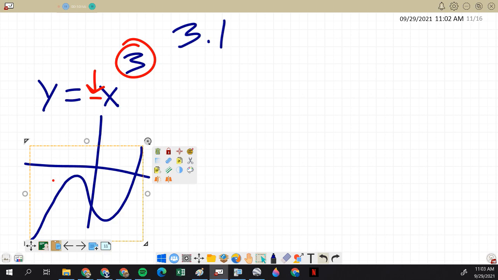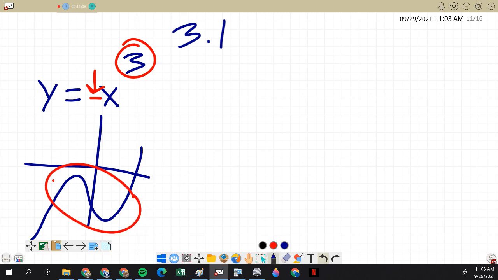Could it touch 0 times? No, why not? Yeah, we're doing the disco dance. It's got to hit the x-axis somewhere. Well, where does this set of wiggles come from? It comes from everything else.